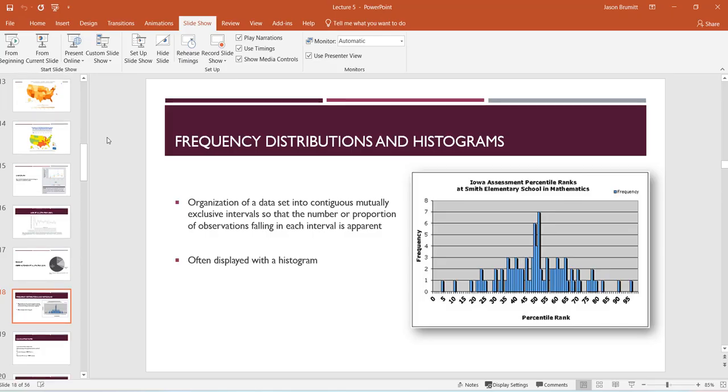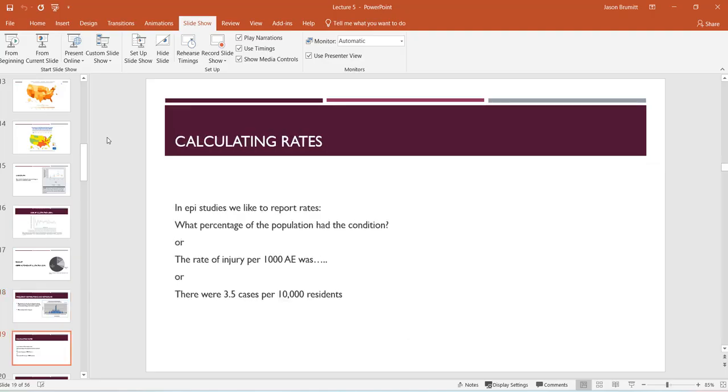Histograms: organization of a data set into contiguous, mutually exclusive intervals so that the number or proportion of observations falling in each interval is apparent. So, histograms here showing, in this particular example, percentile ranks at Smith Elementary School in mathematics. I couldn't find one from many of the articles that I like to look at, so this is kind of the best I could come up with, but again, it's another way to show or present data.